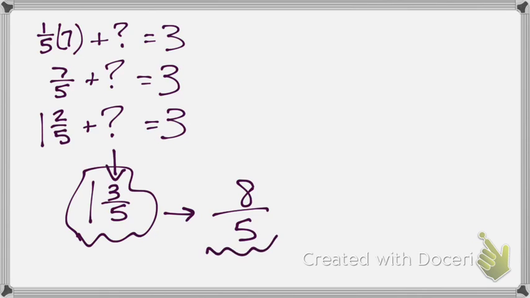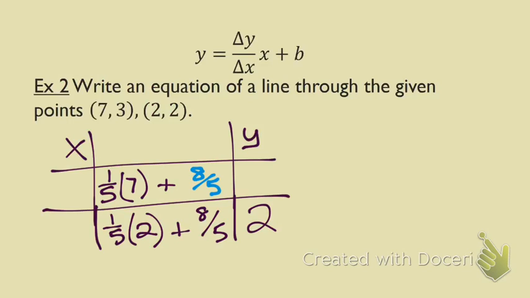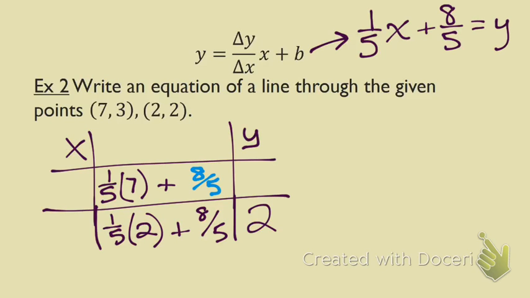So 8/5 could also be used as our magic number. Might need a little calculator work to test this 8/5 theory. So a fifth times 2 is 2/5 plus 1 3/5. It does get us to 2 wholes. So let's talk about this model. We're writing an equation, which is a model. So 1/5 x plus 8/5 equals the y column.